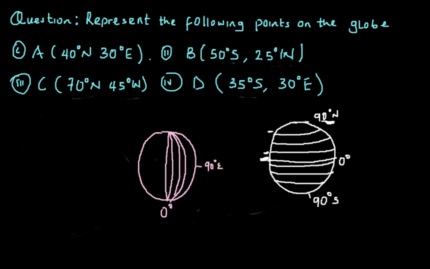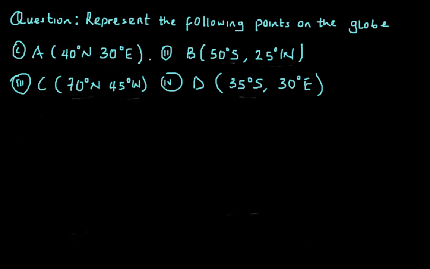Does that make sense? And to the left of the prime meridian we can have, say, 25 degrees west, we can have 50 degrees west, up to 90 degrees west. I hope you understand. Now in this case also, you just use common sense. 20 degrees east should be closer to the prime meridian than 70 degrees east. I hope you understand. Now let's take these questions.